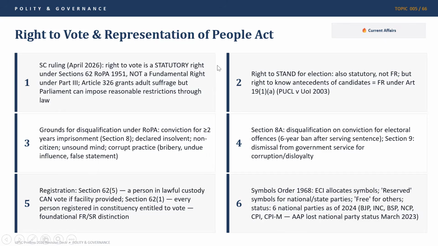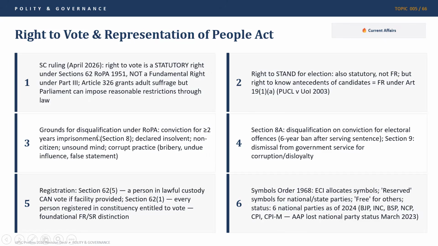So very important concepts, very important high probability topics here. Right to vote: statutory right, not a fundamental right, under the RPA, the Representation of People Act 1951. Article 326 has some reasonable restrictions which can be imposed on universal adult suffrage. Right to stand for election, again a statutory right, not a fundamental right. But to know about your candidates or their antecedents, that's a fundamental right under 19(1)(a), given by the PUCL versus Union of India case 2003.